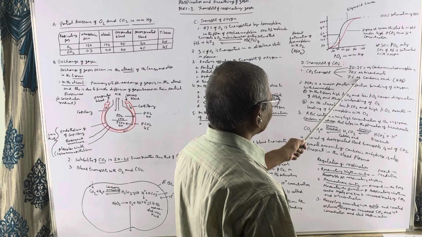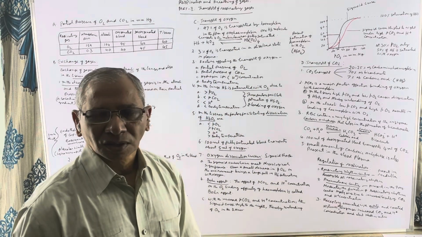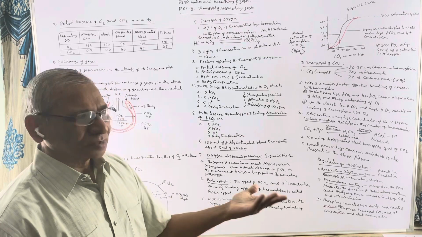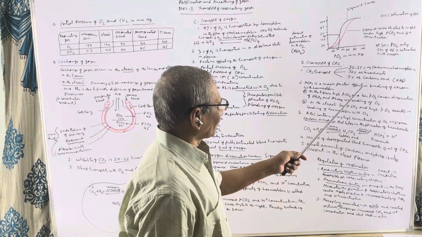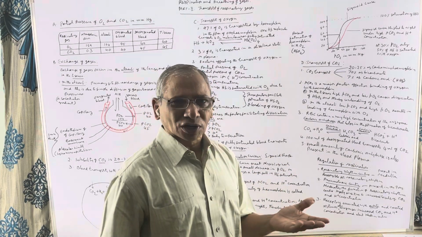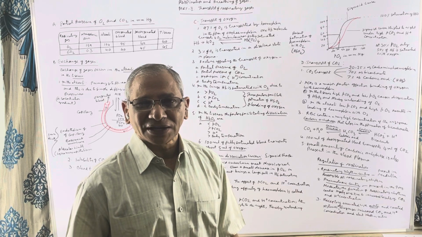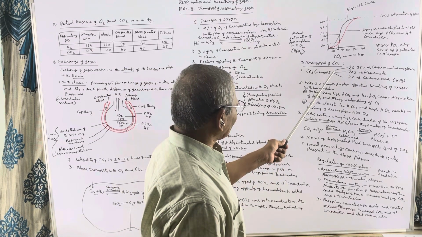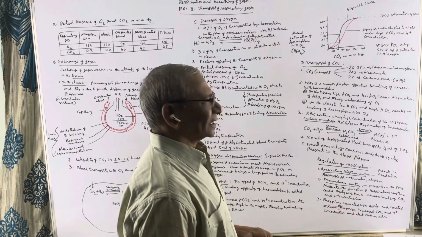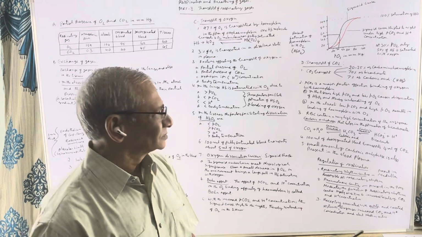So this 7% of carbonic acid is formed in the plasma. When carbon dioxide dissolves in water, carbonic acid is formed. Soda which we drink is nothing but carbonic acid. It was also discovered by Priestley, who discovered oxygen. So in this way, carbon dioxide is transported from the tissues to the lungs.